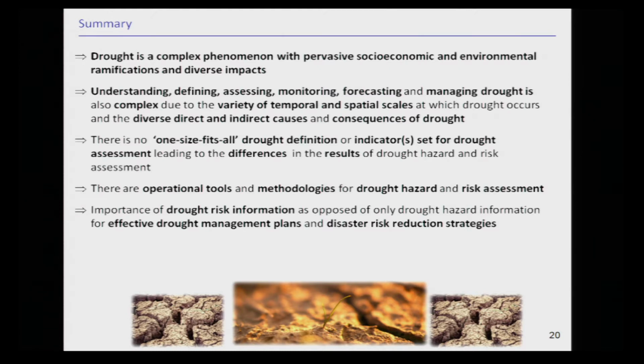Doing only drought hazard assessment is of course a very essential step, and it's also a prerequisite for successful drought risk assessment. The drought risk information cannot be complete without a reliable drought hazard map, but at the same time, basing decisions or policy actions only on drought hazard information could be misleading, as I have demonstrated to you based on both a global example as well as a regional example in the Eastern Cape province of South Africa.